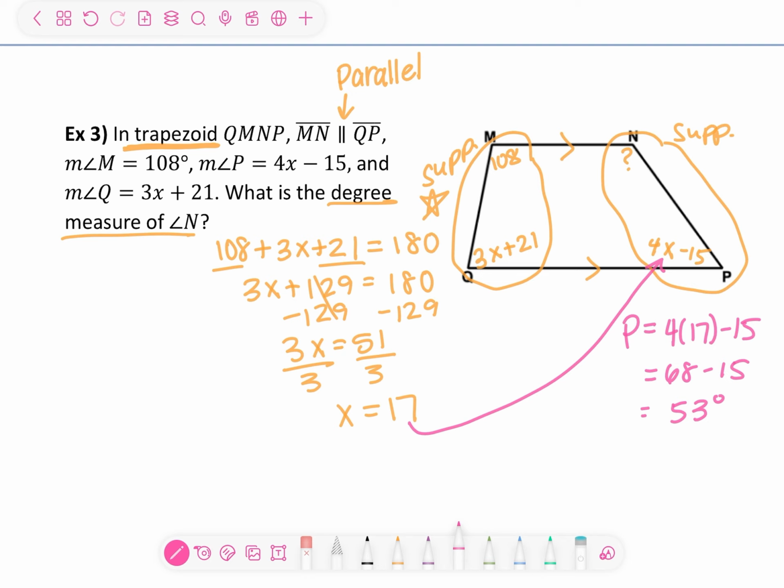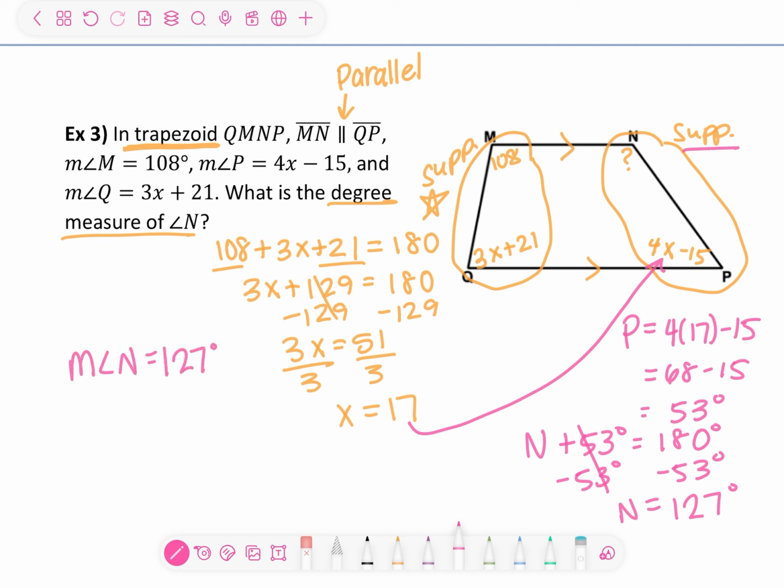Well, I know that that is supplementary with angle N. So I know that whatever N is plus the 53 degrees is going to give me 180 because they are supplementary. So just subtract 53 from it. You don't even have to really create an equation. You can just do the subtraction. And you will get that angle N, using N for short, so 180 minus 53 is going to be 127. Okay, 127. So the measure of angle N is equal to 127 degrees. And we'll find the answer is correct.